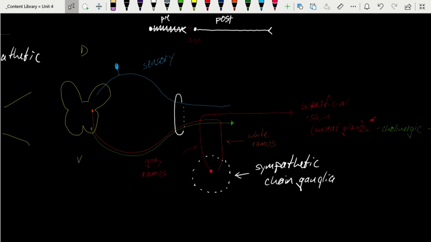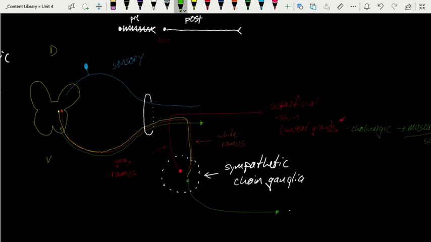Okay, let's think about a different organ. We're going to do the same thing. We're going to start right here in the lateral horn of the spinal cord. We're going to exit ventrally. We're again going to come down here through the white ramus, and again we're going to synapse in the chain ganglia. But this time, instead of returning back through the gray ramus into the spinal nerve, this synapse is actually going to leave the sympathetic chain ganglia and head directly to its target tissue.